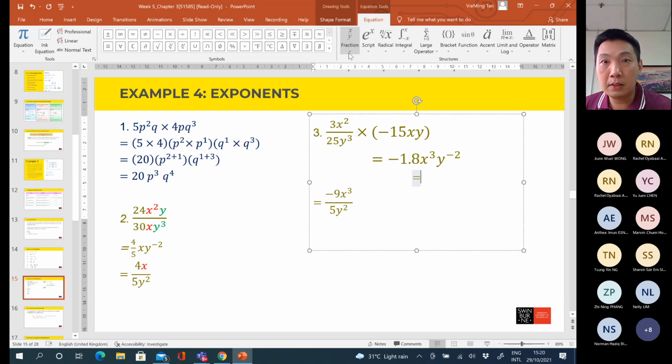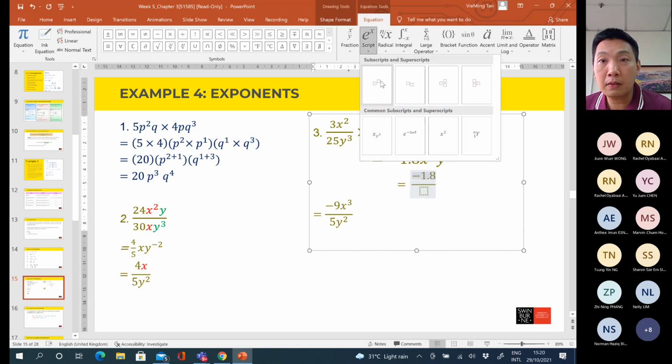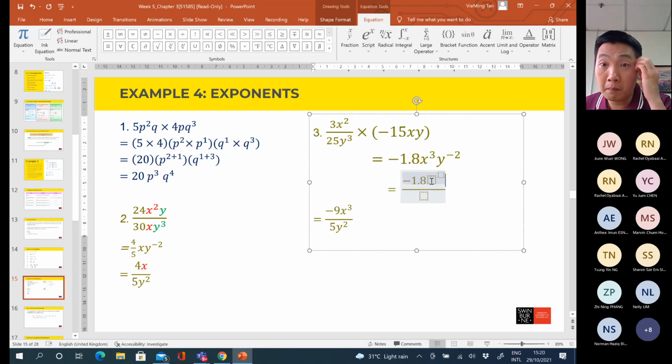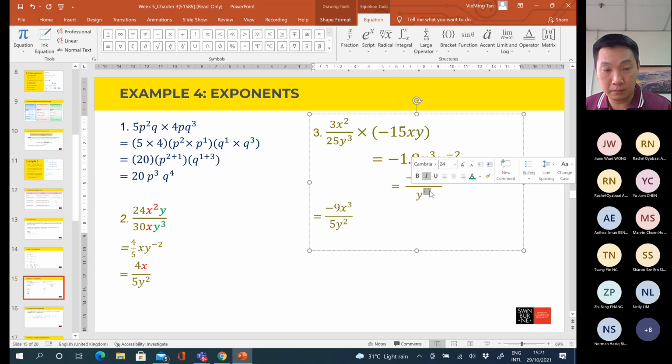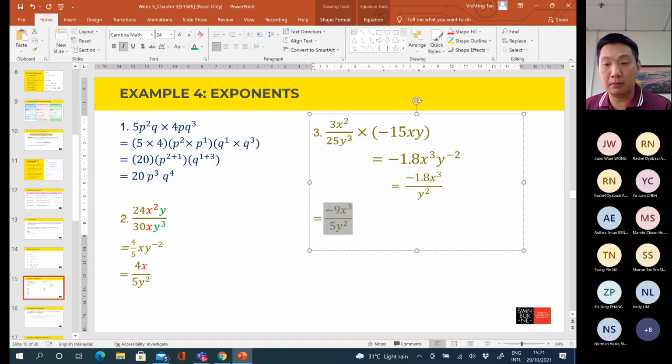Okay, I put equal first, and then the fraction, negative 1.8 is x power 3. Then y you move down, becomes y power 2. Yeah. So far okay. This one, are you okay with this part? I'm just worried that you don't know how to change the negative power to positive. So far okay, this part.